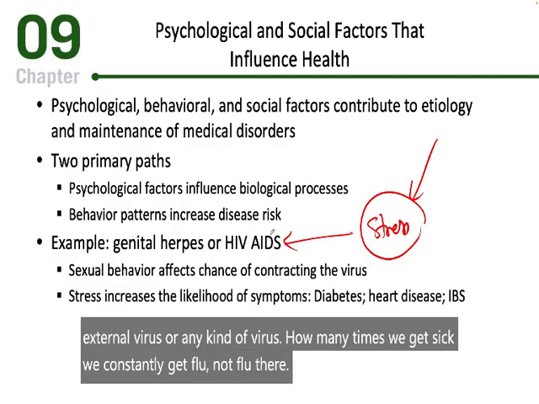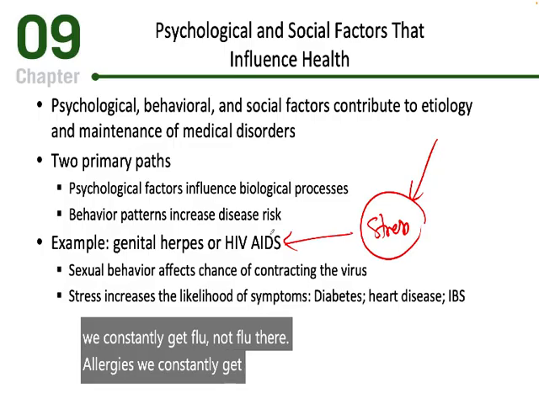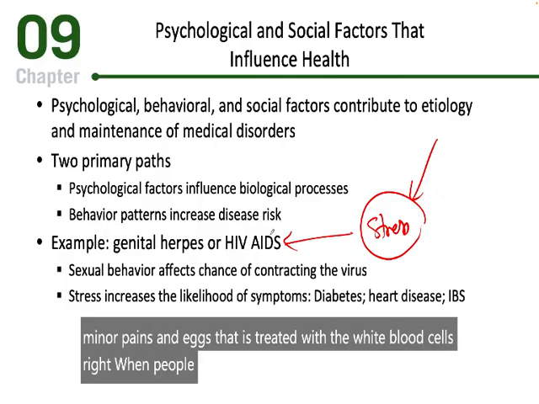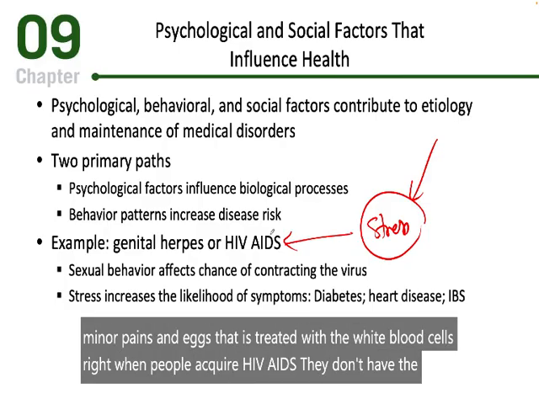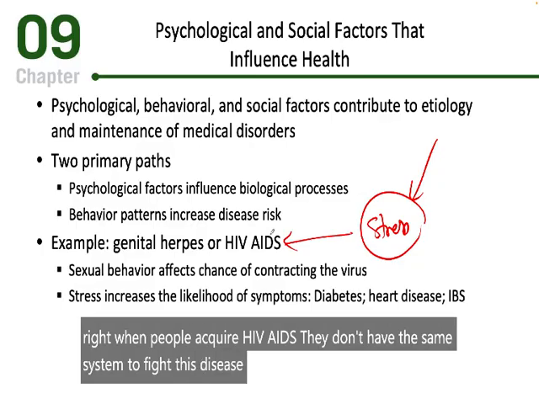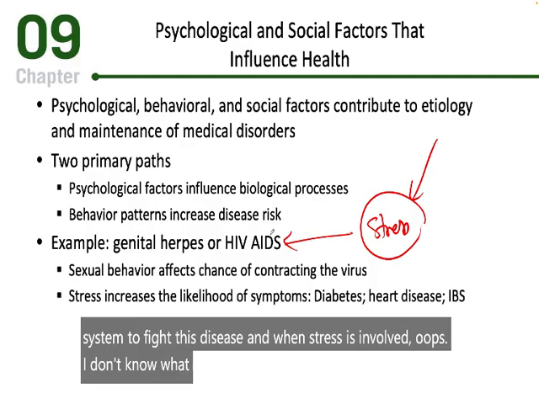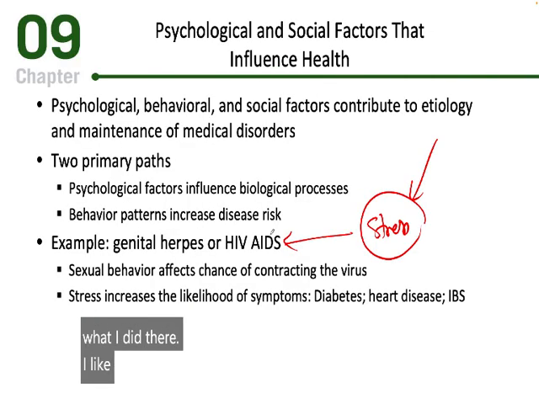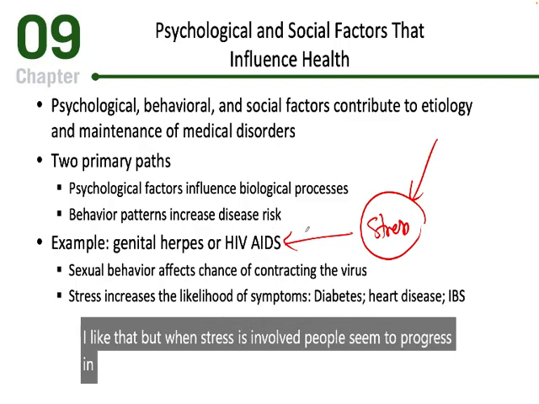We constantly get colds, headaches, all of these minor pains and aches. That is treated with the white blood cells, right? When people acquire HIV/AIDS, they don't have this immune system to fight this disease. And when stress is involved, people seem to progress in these diseases much faster, right?